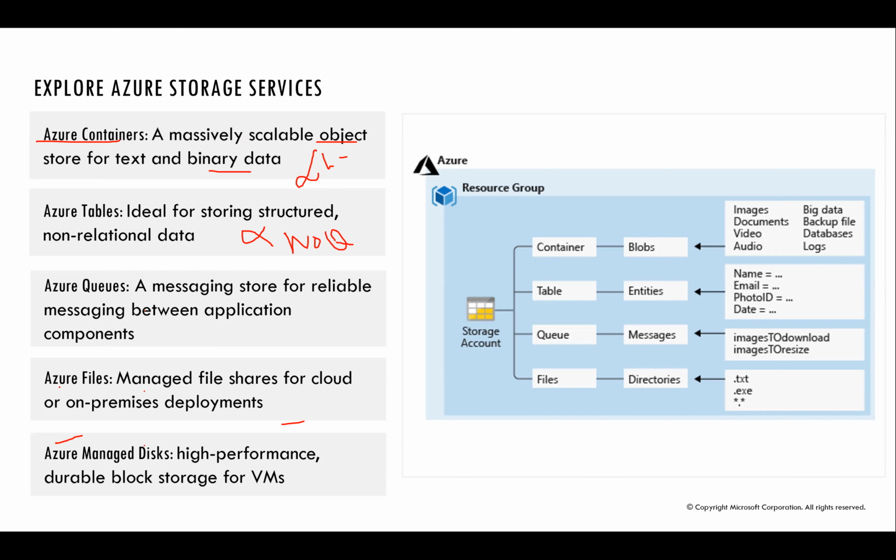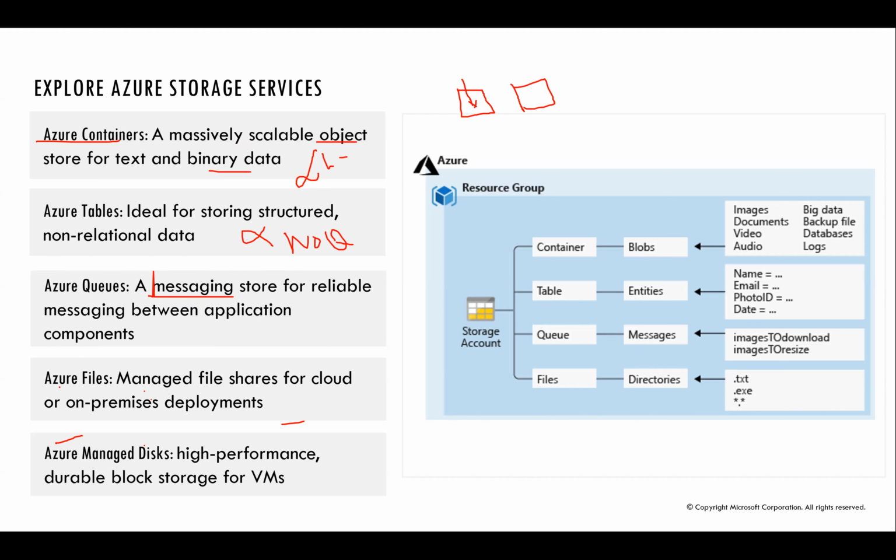Then you have Azure queues. Queues are used for messaging. A queue is just a container where you drop a notification that another application or private server can pick up to act on. That is a queue. So they are used for communication between different applications.